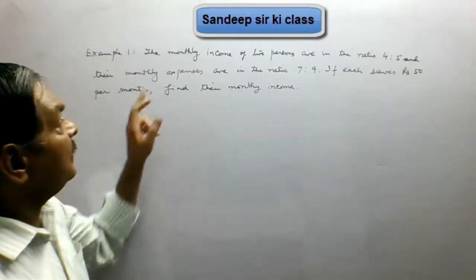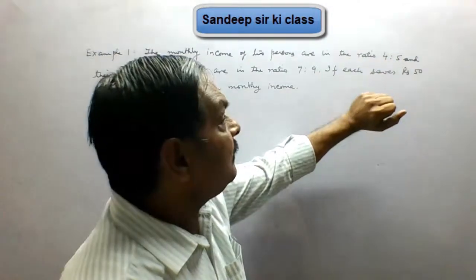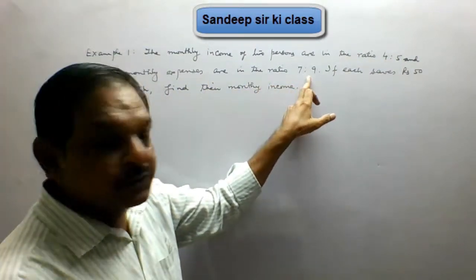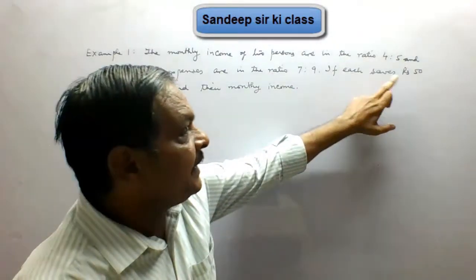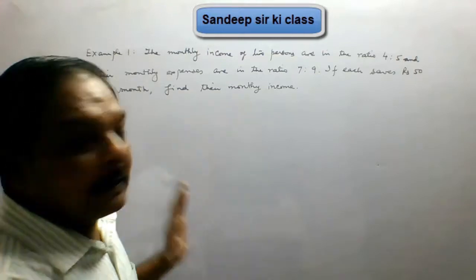Example 1. The monthly incomes of two persons are in the ratio 4:5 and their monthly expenses are in the ratio 7:9. If each saves rupees 50 per month, find their monthly incomes.